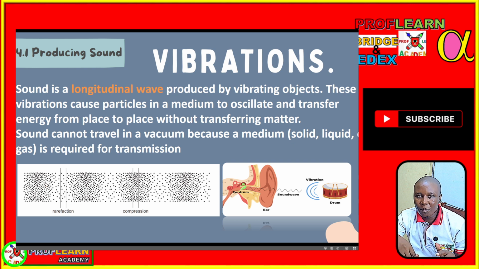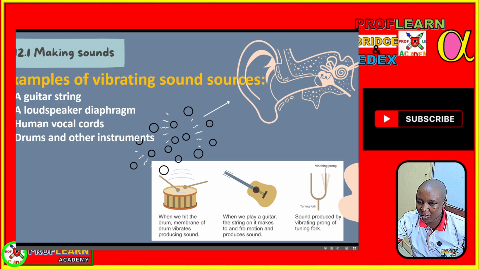So when sound is produced, it's going to be transmitted through a medium. If an object vibrates, those sound waves are going to travel through air and enter into your ear, then that wave is going to cause your eardrum to vibrate, and then you are able to hear the sound.